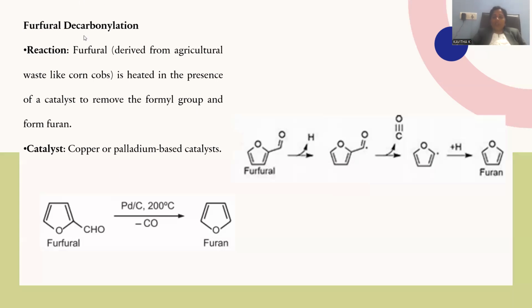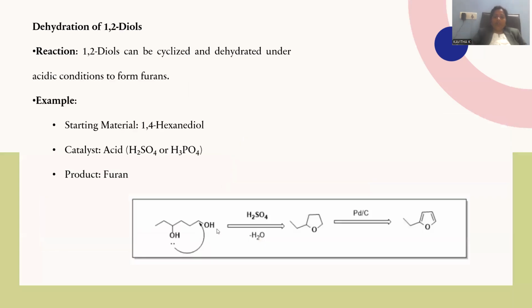Removal of CO is called decarbonylation. This requires an elevated temperature of 200 degrees centigrade, and a catalyst like palladium carbon together is able to decarbonylate, and there is a formation of unsubstituted furan. Let me go for dehydration of 1,4-diols. 1,2-diol is nothing, sorry, 1,4-diol.